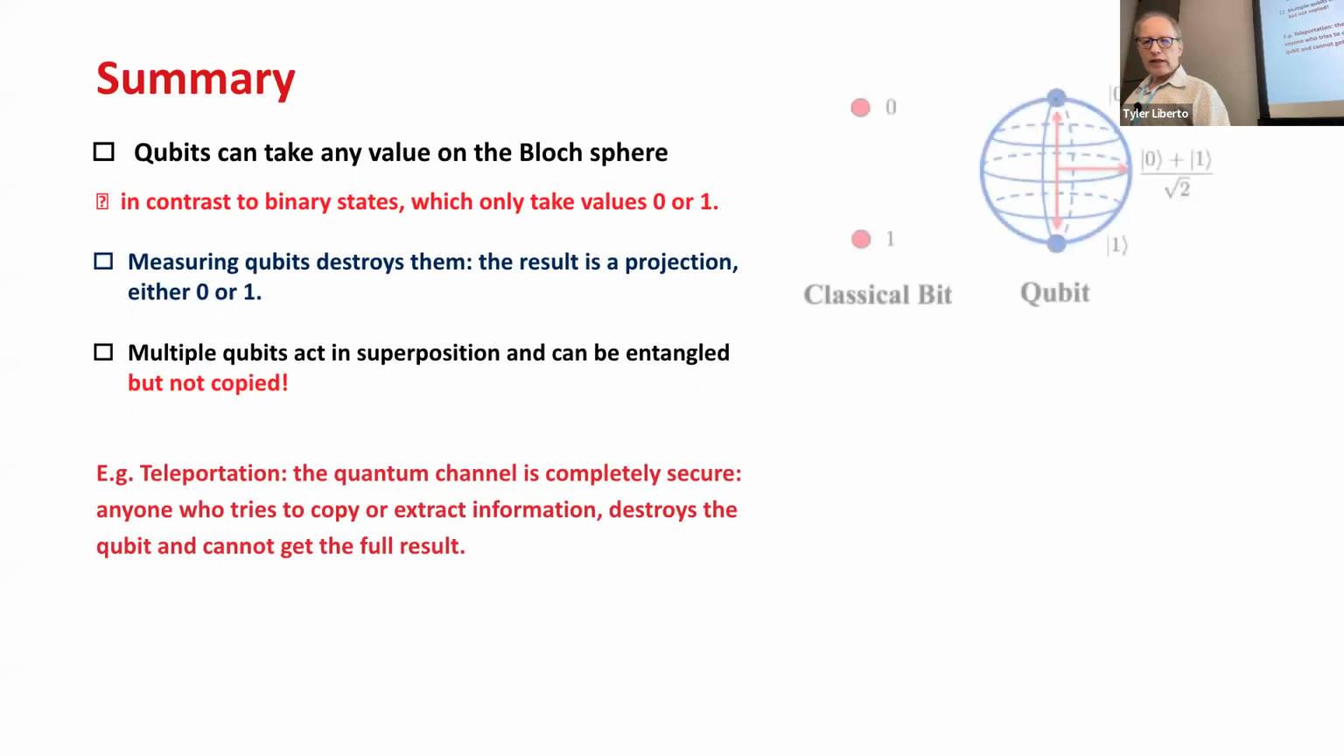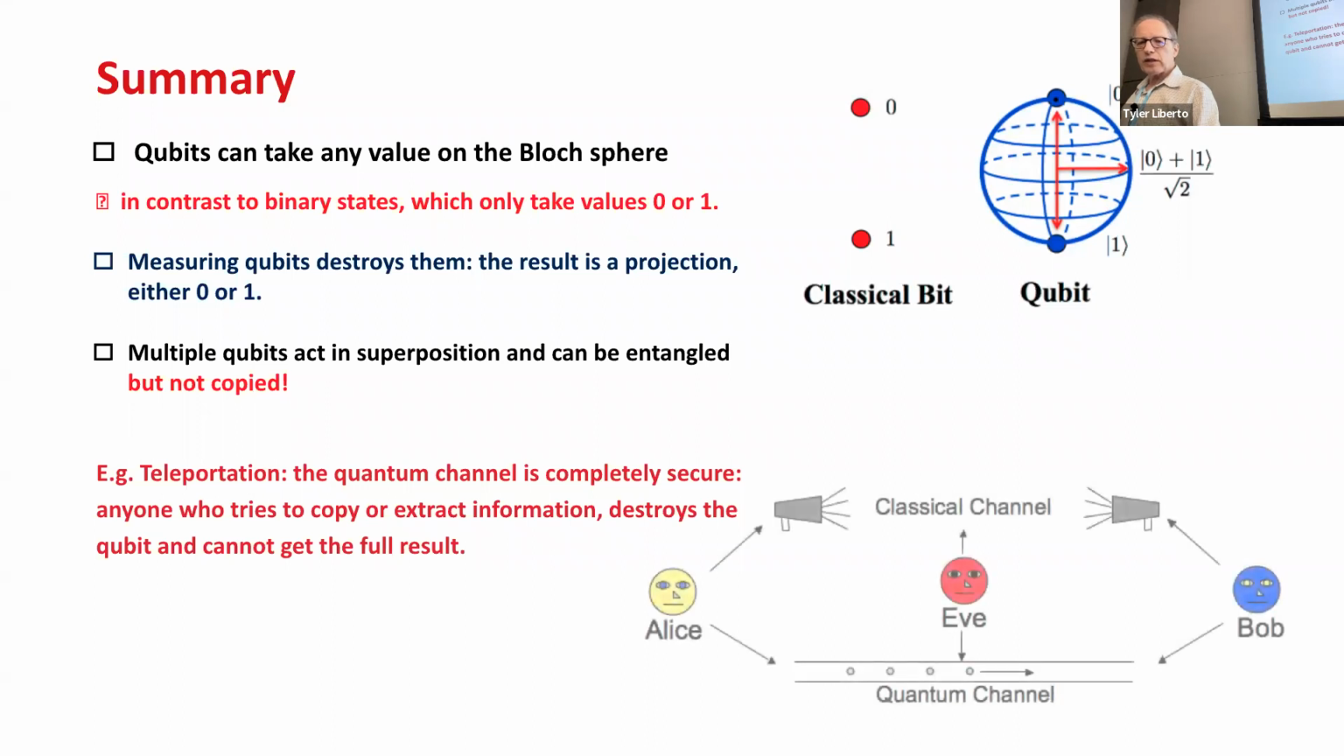So anyone who tries to copy or extract the information destroys the qubit. So here we have the combination. This Eve, or evil, or okay, whether it's male or female, can steal some qubits out of the channel, but it cannot decrypt the information, because the qubit that it gets out of the channel will not be entangled in the same way as Bob and Alice have done it. So, a nice, secure way.